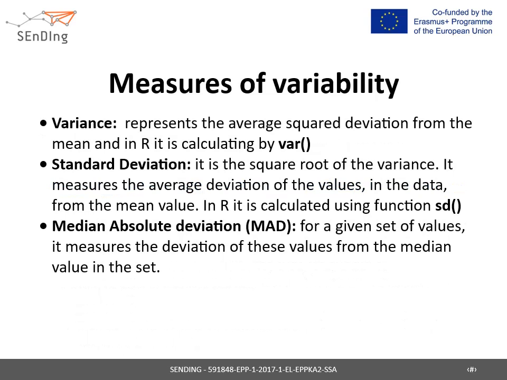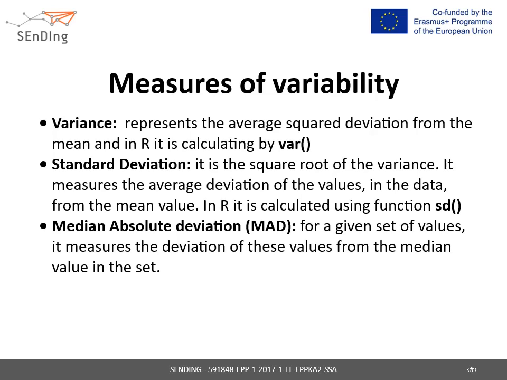The variance represents the average squared deviation from the mean. The standard deviation is the square root of the variance. It measures the average deviation of the values in the data from the mean value. For these two measures, R offers the functions var and sd, respectively.